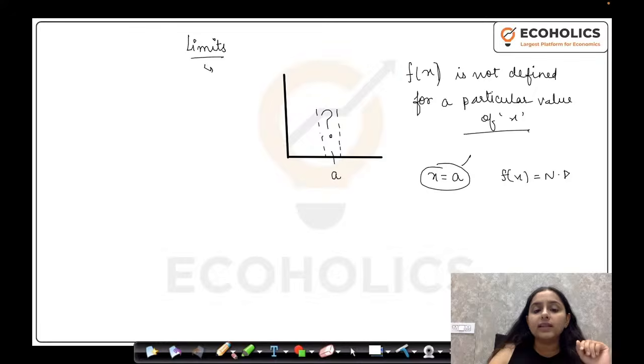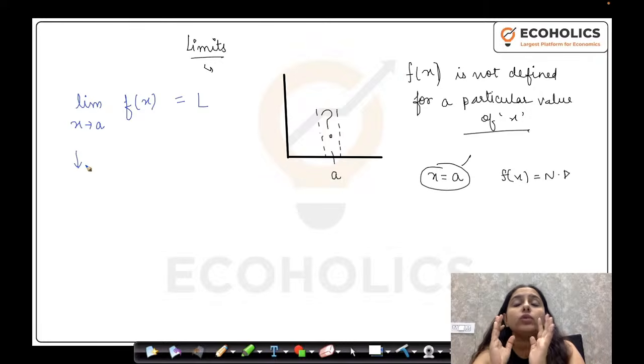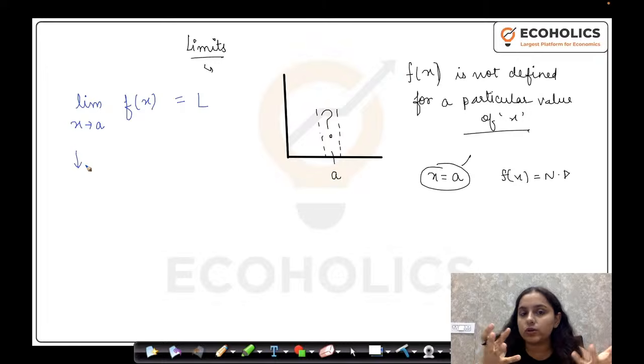So how do we study limits? We say limit of a function f of x when x approaches a number is equal to L, let's say. So how do we read it? The way you read is very important. Many people, if I give them a complex question of limits, will solve it, but they don't know how to interpret it, they don't know the meaning of this. So you should not only focus on solving questions, but you should also understand things.